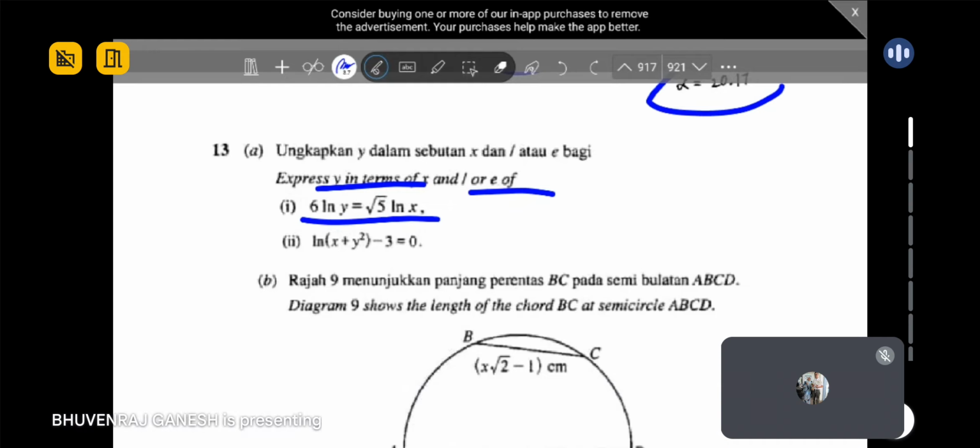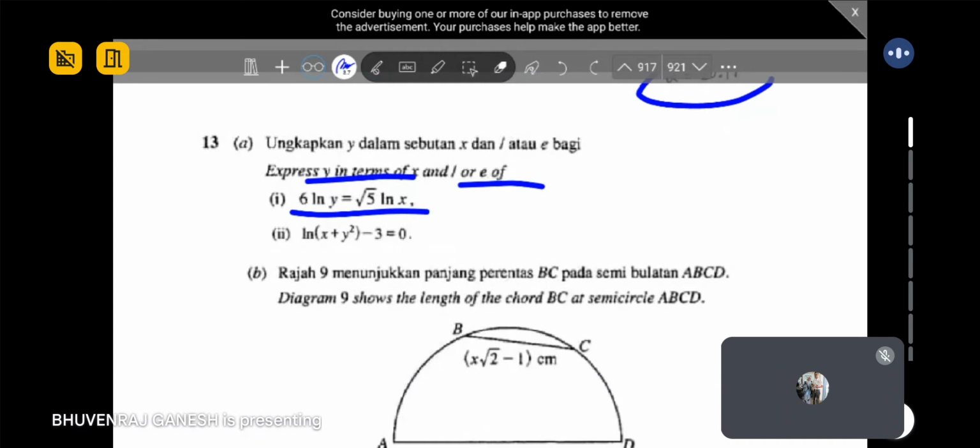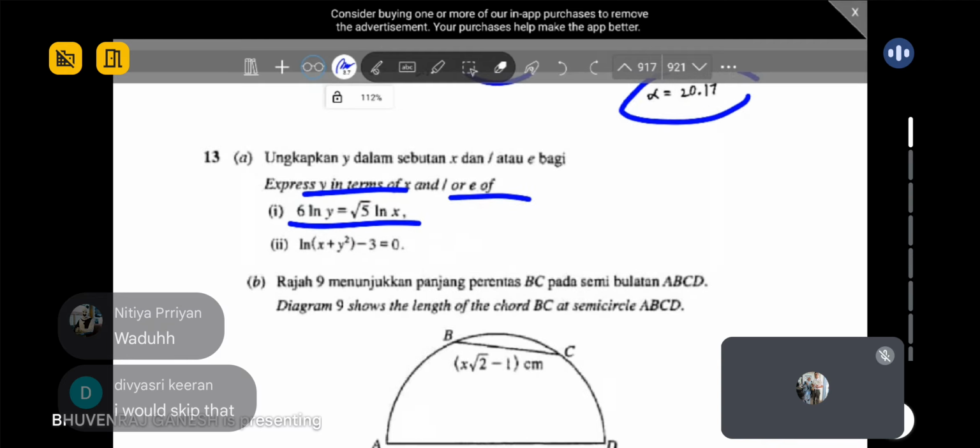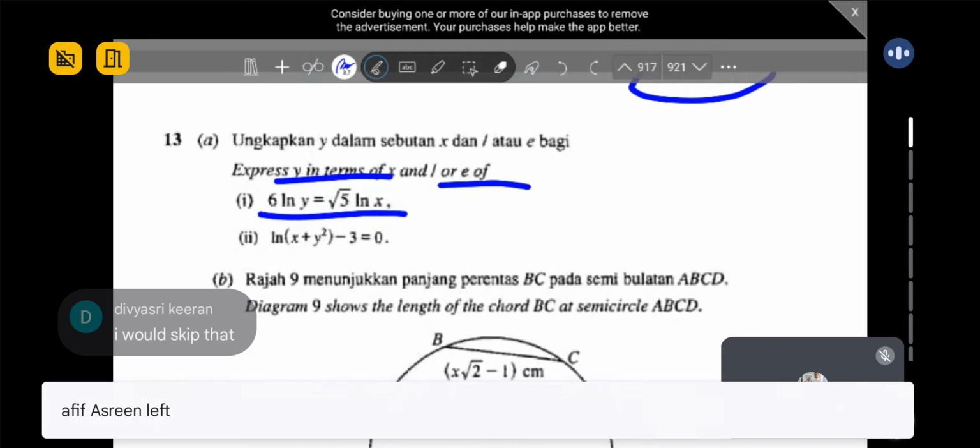Guys, don't be shocked. Kertas satu pun sekarang mereka dah tanya log graf tiga. They ask you to draw the graph just now in paper one, you know. Bukan paper two. Paper one also start to come out. Not that hard lah. It's not that hard.